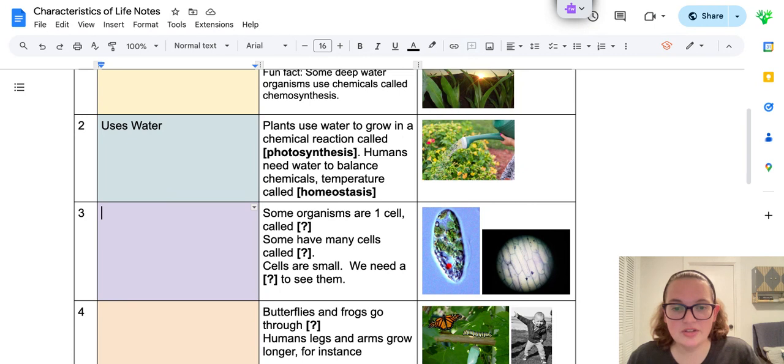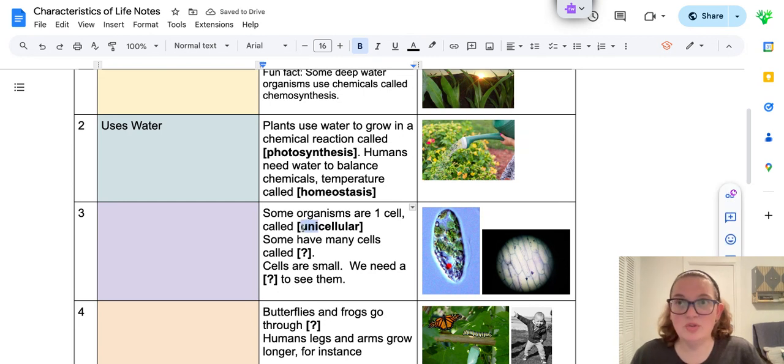So for these cells, you can see this one's by itself. It's just one. Some organisms are only one cell, and they can just be alive with that one cell. They are called unicellular. You can think about this prefix uni, like unicorn, unicycle, uniform, university.